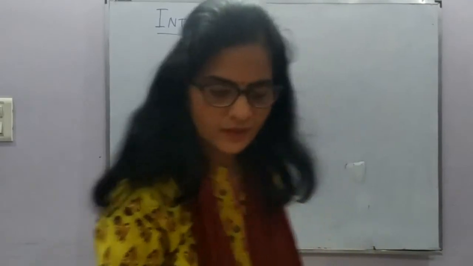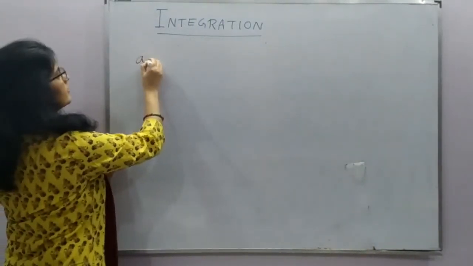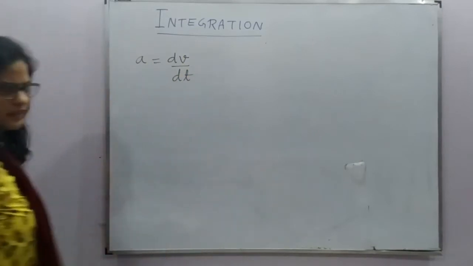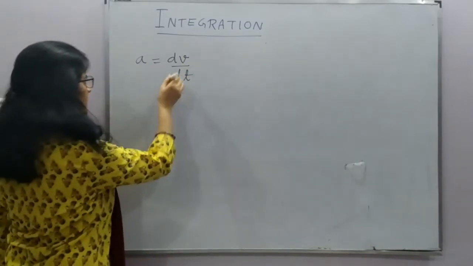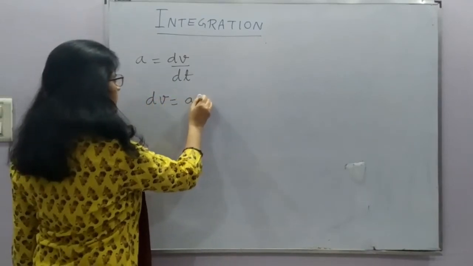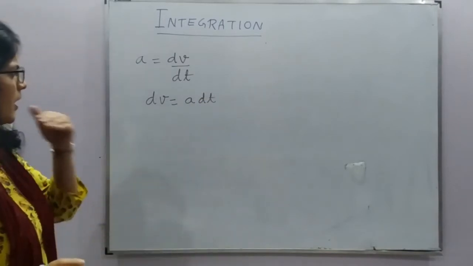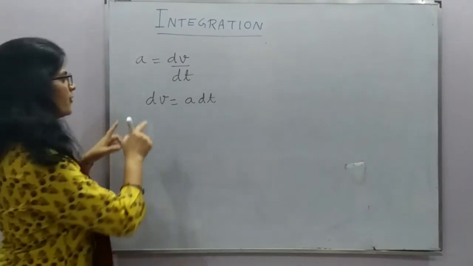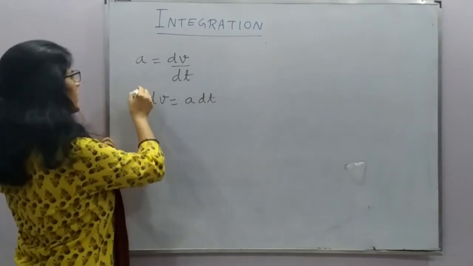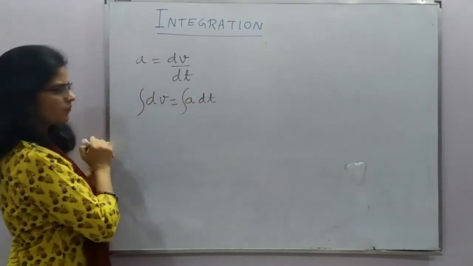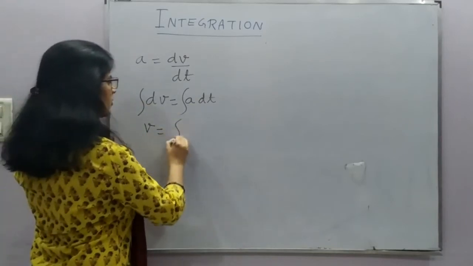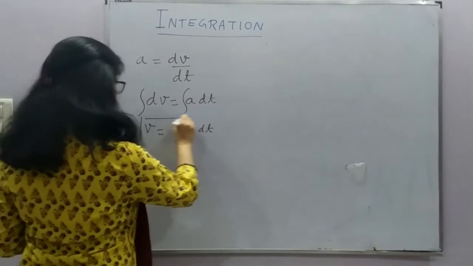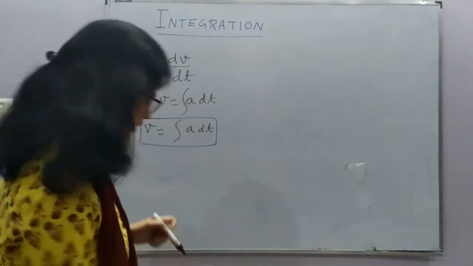Now let's recall. We know that acceleration is the rate of change of velocity. So this is dv by dt, right? So we can write this like this, dv is equal to a dt, right? And if I am given an expression of acceleration, it is also a function of time. If I am given an expression of acceleration, then I can integrate both the sides. This dv will be v on the left side, and on integrating the expression for acceleration, I will get the expression for velocity. We will take an example to understand this, but first try and recall this.